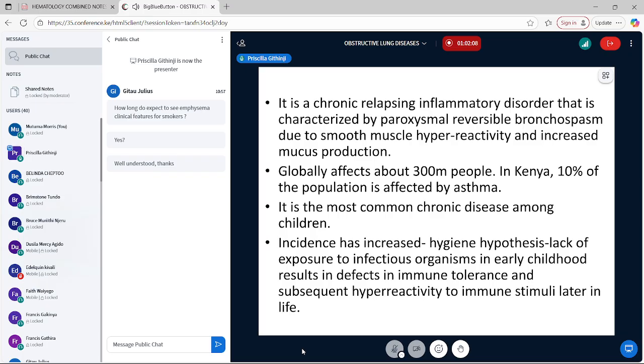If you see the conditions in which we grew up in, and now they're very different. People are more clean. You try to prevent your child from going into dirty environments. And what that does is it reduces exposure to infectious organisms in early childhood. So, this exposure to many antigens is what builds immunity. But if you're not exposed to these antigens, then you'll have defects in immune tolerance and you'll eventually have hyperactivity to immune stimuli later on in life. So it's important to expose children to as many infectious agents, as many stimuli, antigens as possible to try and build up their immune tolerance.